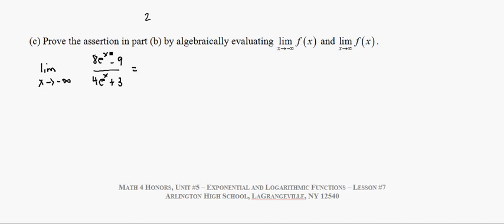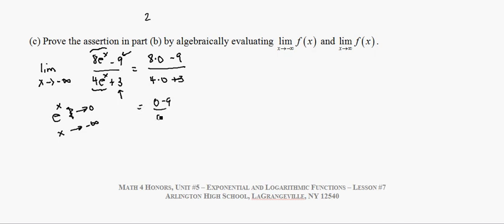Keep in mind what we talked about on the front side of the sheet. This is staying the same, this is staying the same, but these two things are changing. Now remember, e to the x heads towards 0 as x heads towards negative infinity. So what we're going to end up getting is 8 times 0 minus 9 divided by 4 times 0 plus 3. That's going to be 0 minus 9 divided by 0 plus 3, and we get that horizontal asymptote of y equals negative 3. Cool. That one was easy.